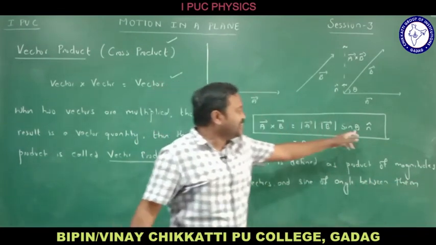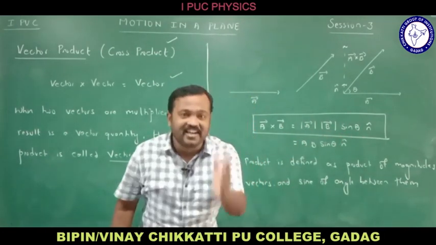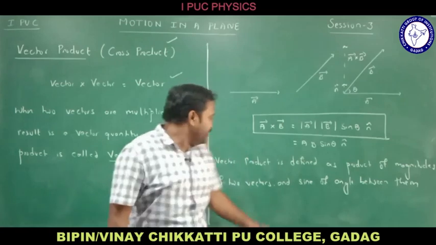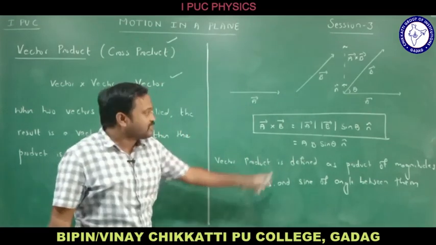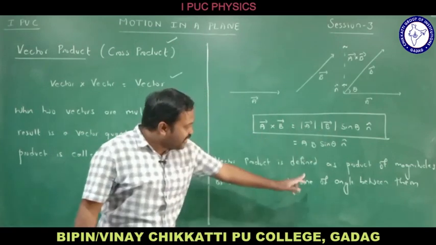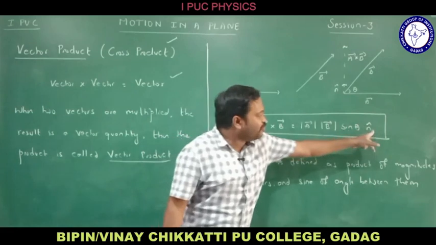What is theta? Theta is the angle between A and B. So what is sine theta? That is sine of angle between A and B. So once again, vector product is defined as product of magnitude of two vectors, that is modulus of A, modulus of B, and sine of angle between them. I wrote this and I will be writing about this now.